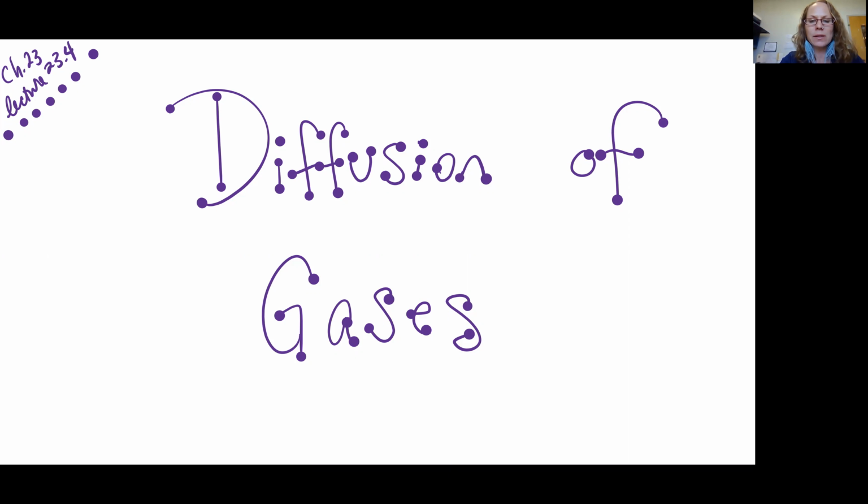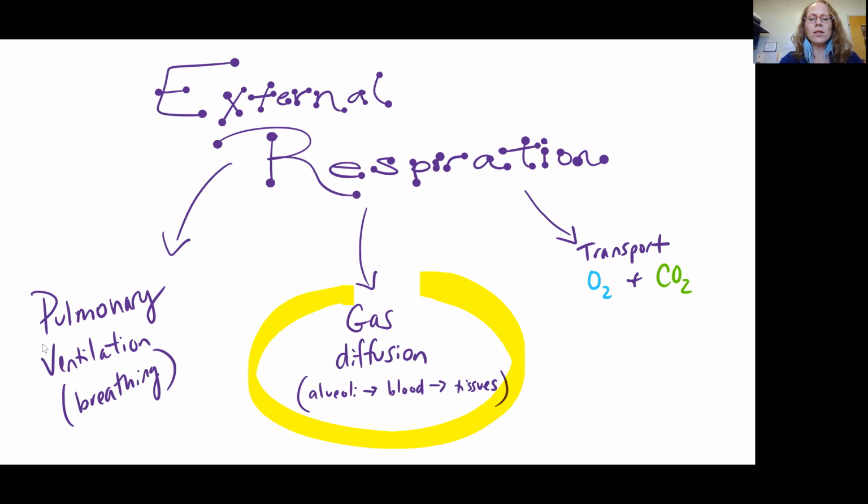Our topic here is the discussion of diffusion of gases. So we're looking at how that oxygen and CO2 know which way to go, and also internal respiration. So let's get started. We've been talking about external respiration, focusing on pulmonary ventilation, which, as I've said, is basically just breathing. What we need to talk about next is gas diffusion. That's the actual movement of those gas molecules from the alveoli to the blood, from the blood to your tissues, and then back again.